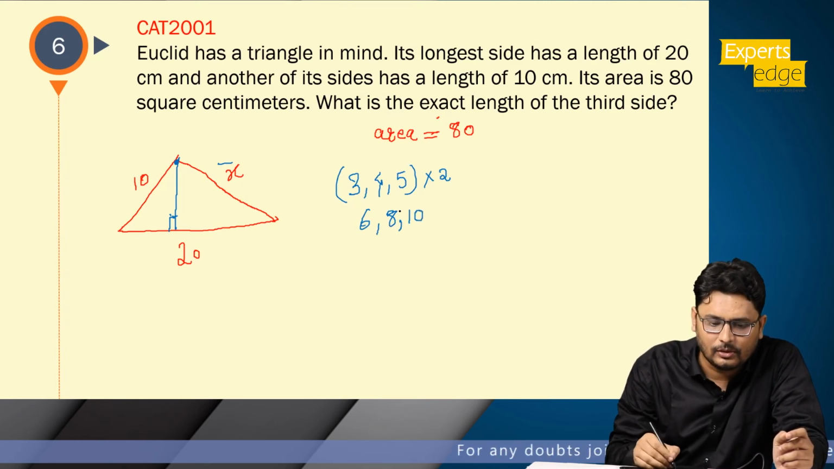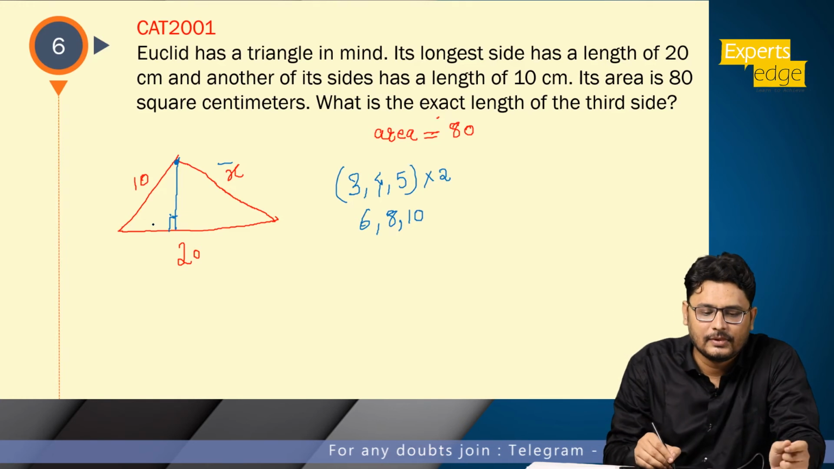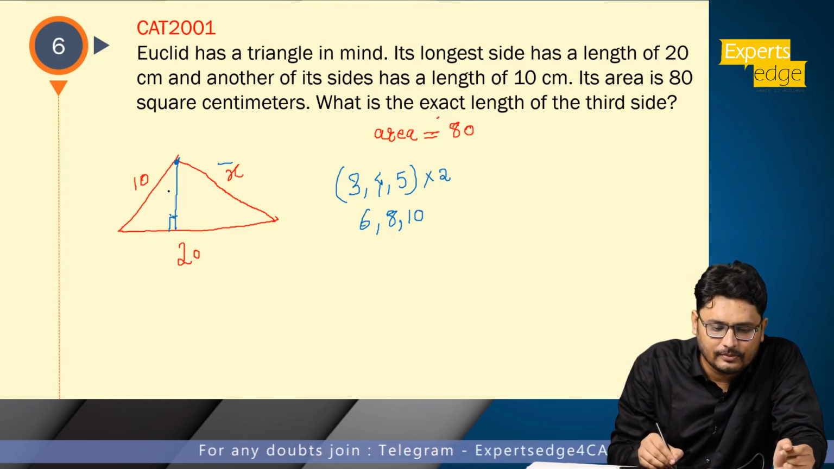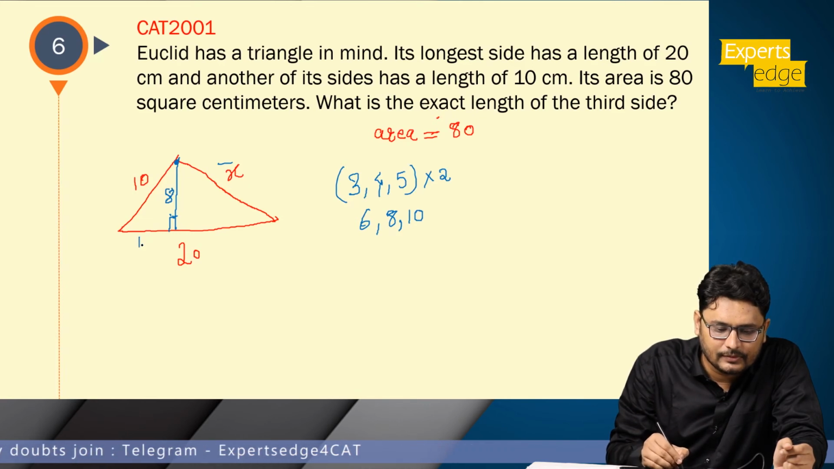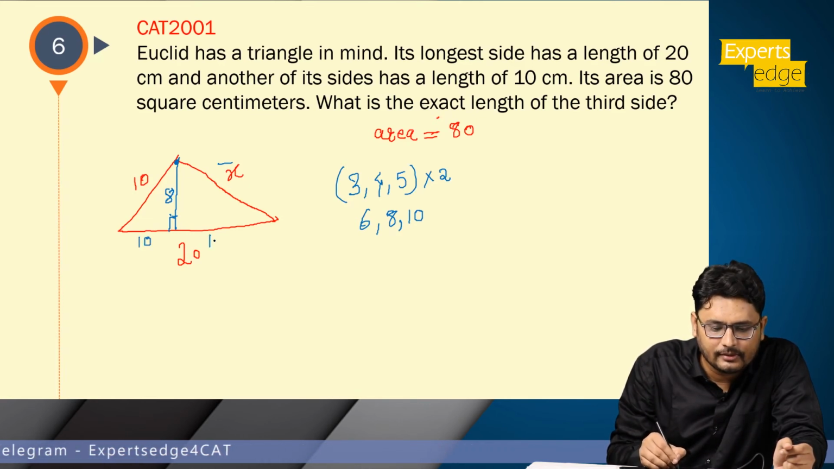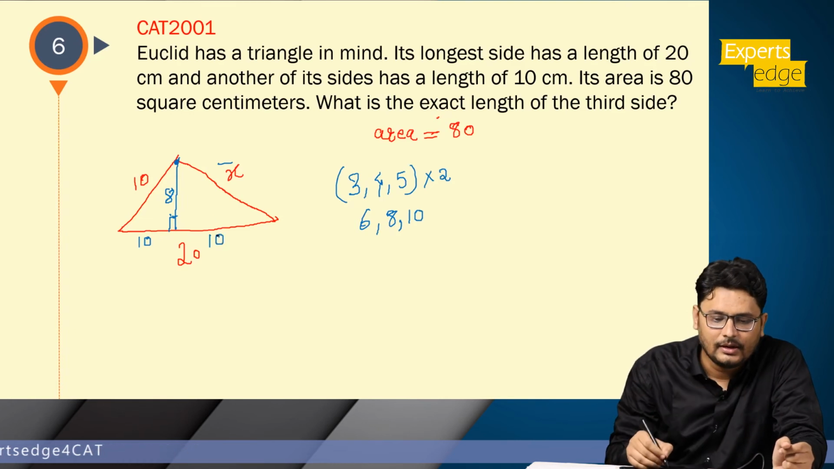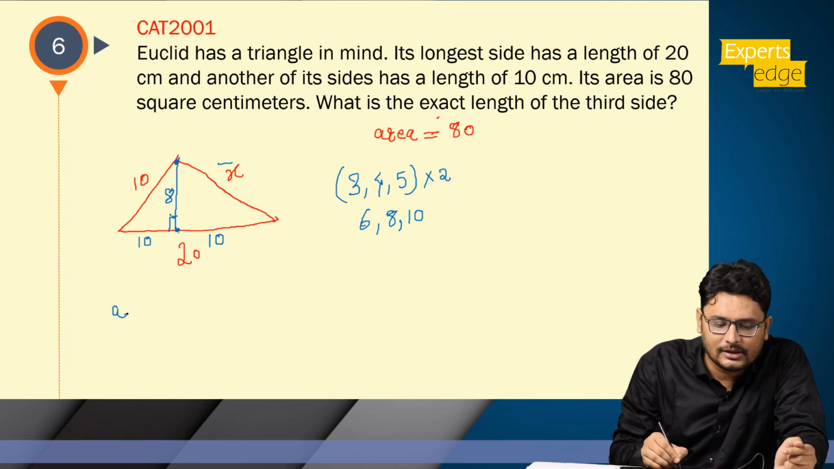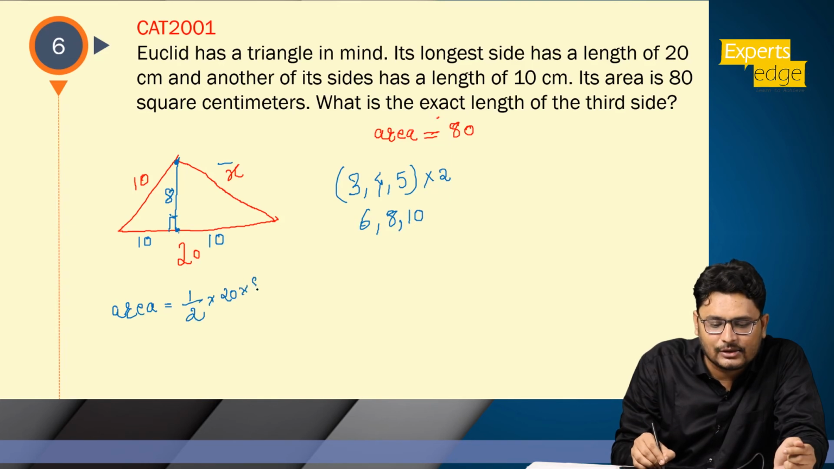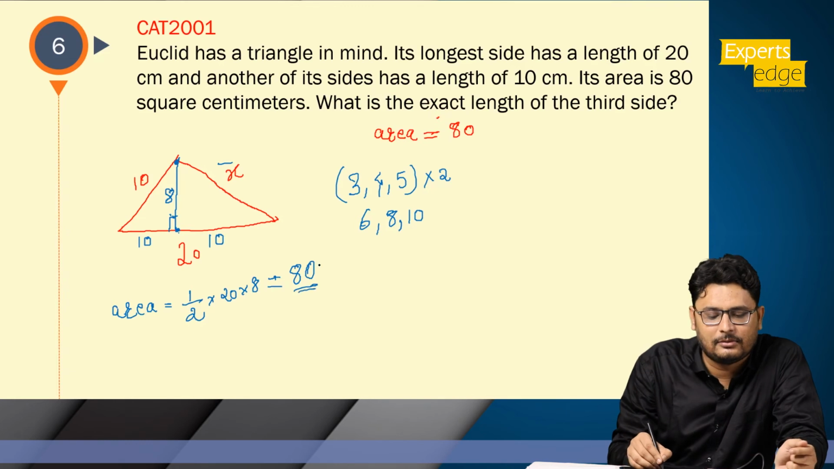So I can say, let's take this as 8 and let's take this as 10. If this is 10, then this is also 10, right? Because the total is 20. And what will be the area of this? Area will be nothing but half into base into height. Base here is 20 and height is 8, as we just got, and area is nothing but 80, right? Perfect. We were looking for this.